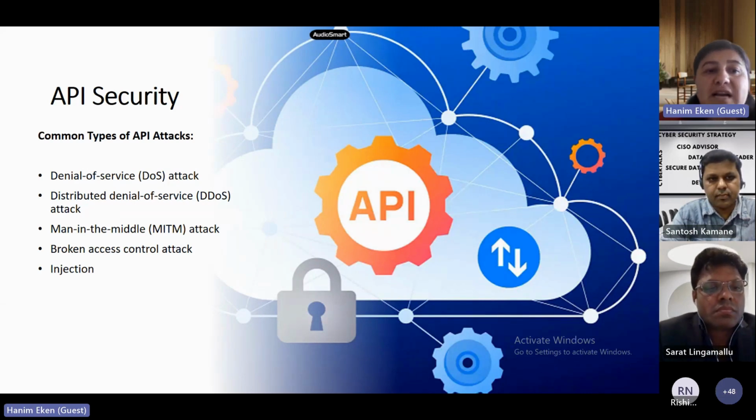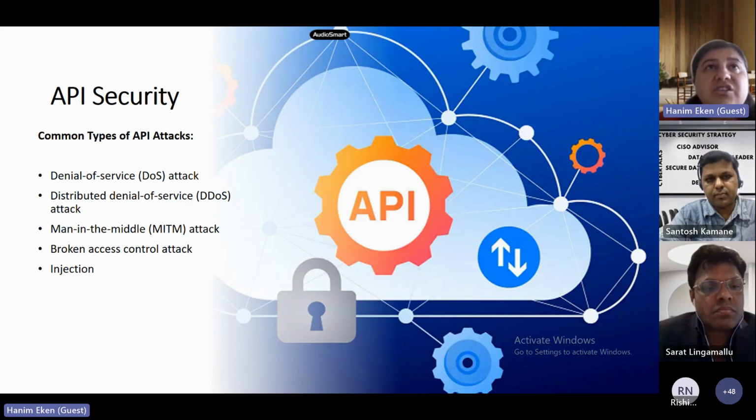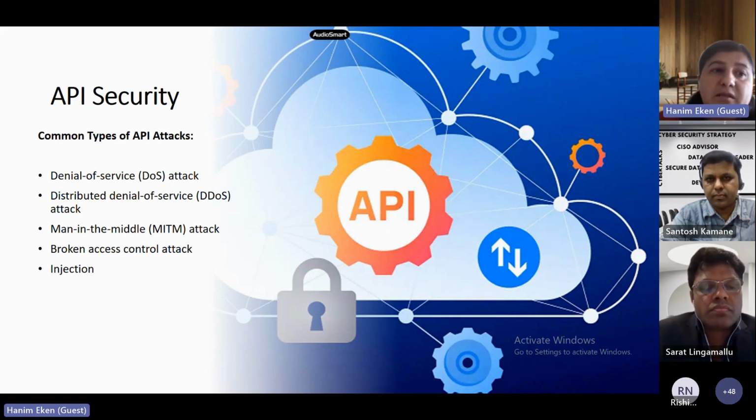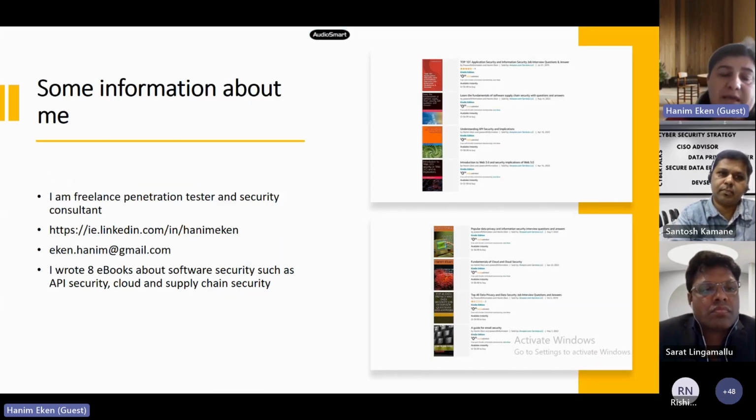Another one is the broken access control attack. It is the same as privilege escalation, authorization, and access control attacks and problems. It's related to access control management. Another is injection. Injection can be SQL injection or XML injection. Attacks like this can be stopped with input validation. Developers must do very good input validation in their API applications. A lot of attacks can be discussed about APIs, but these 5 are the most popular attacks for APIs.